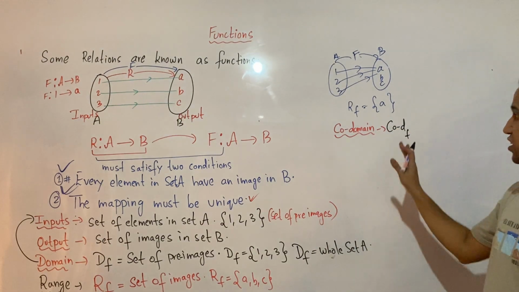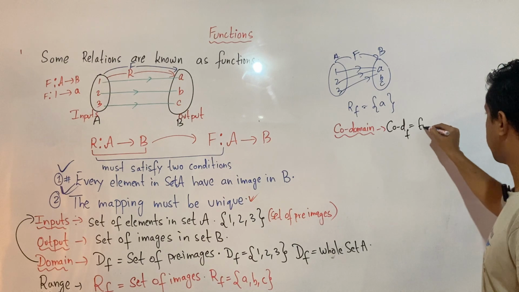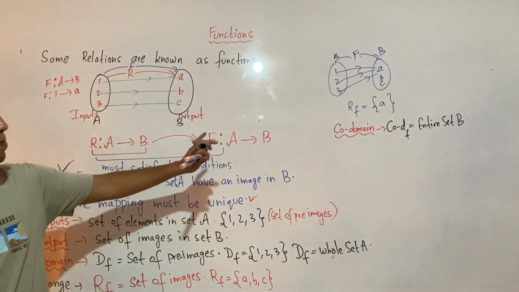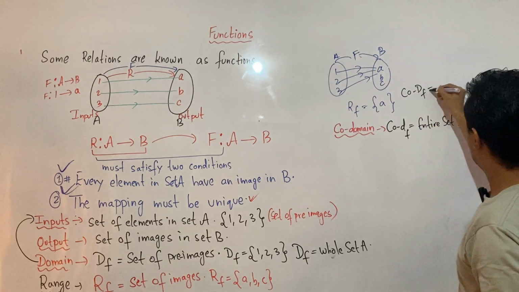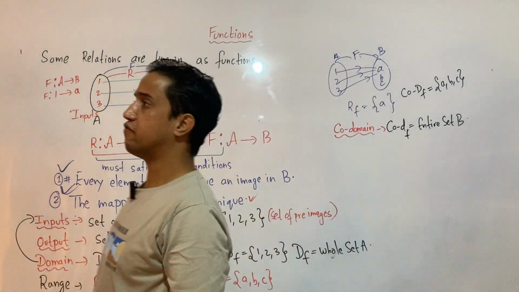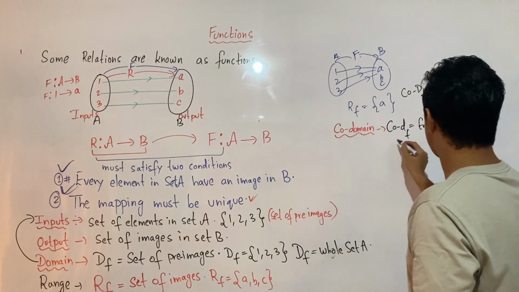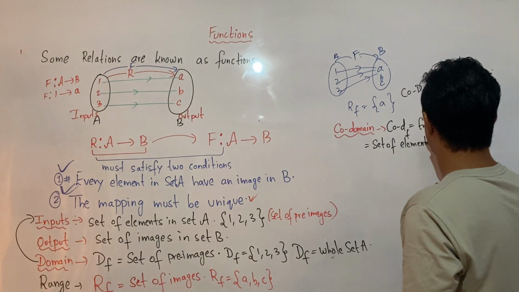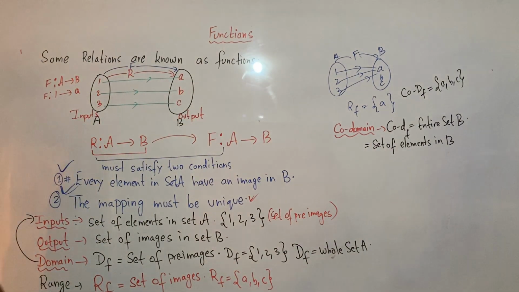Okay, codomain, and codomain is the entire set B. If I have to define the codomain of this function, it's going to be A, B, C, because it contains the set of all the elements in set B. It is the set of all the elements in B. I hope you understand it. So this is about the codomain.